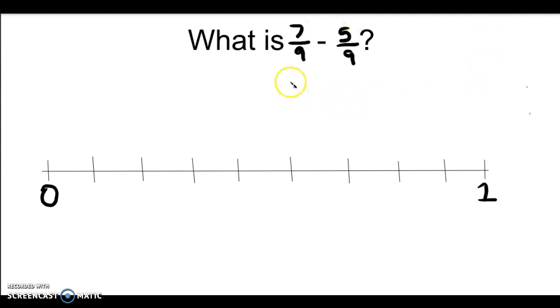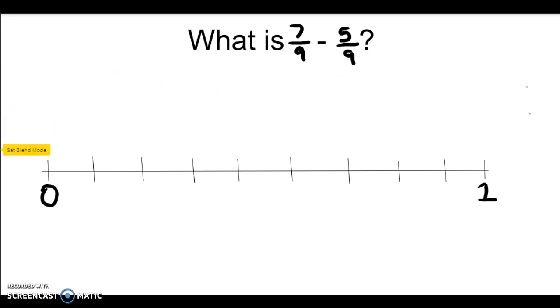Alright, so the first thing you'll notice about these fractions is that they're both speaking the same language. They're both in ninths already. That's essential because that is going to make our problem solving quick and easy today, just one step. If they were different denominators in these fractions, we would have to change them. But since they're both ninths, we're good to go.